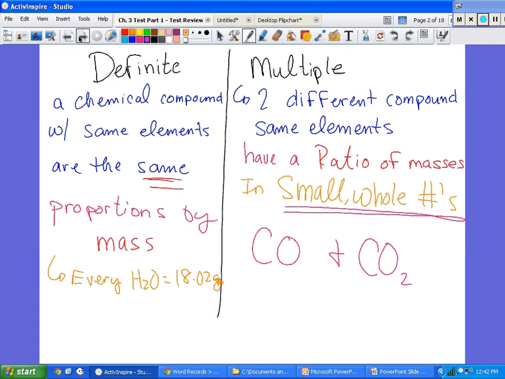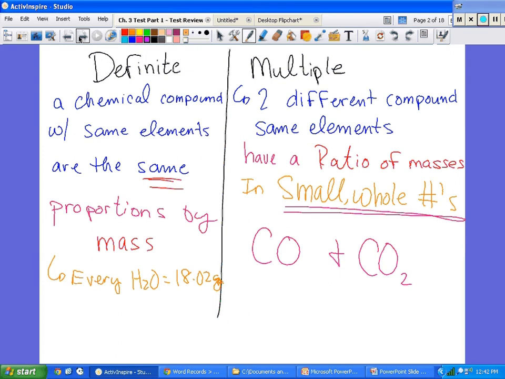Multiple proportions. Okay. What does multiple mean? Many, 2 or more things. So 2 different compounds. Does it just have to be 2? No, I can write 13 different things down here. But the key here is that they are different. But here's another concept. They have the same elements.